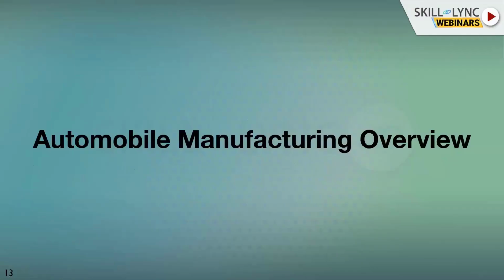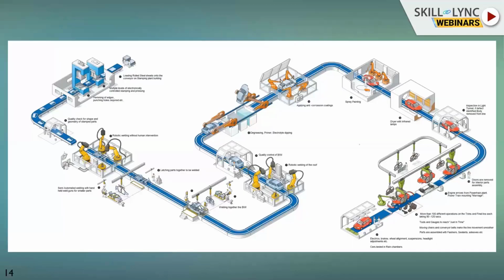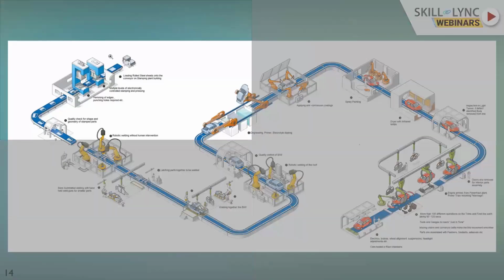Okay, so I'm going to give you an overview of the automobile manufacturing industry, of any particular company. This is just going to be an infographic, and I'm going to give you an overview of the whole process. So how does manufacturing begin, and how is the output car received? We're just going to go through step by step.